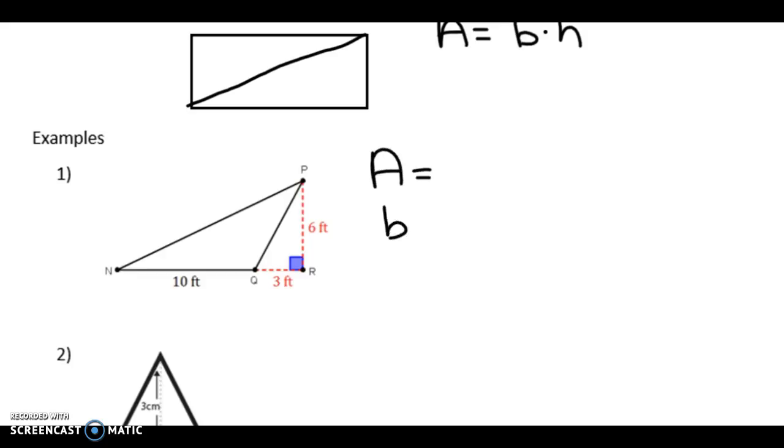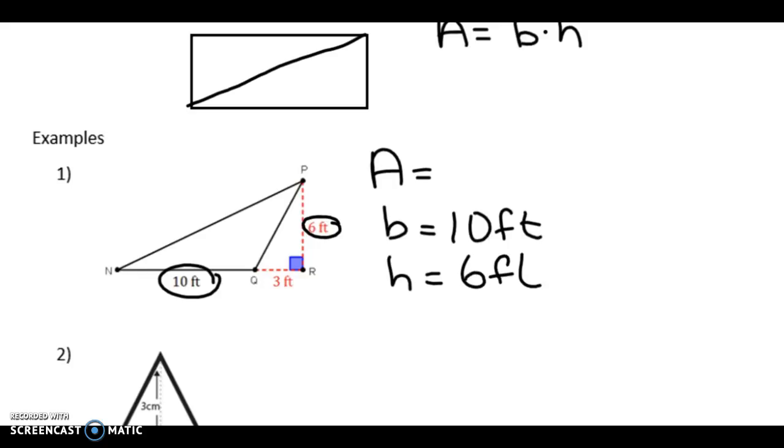We want to find out what the area is. We need to know what the base and the height is. Okay, on this triangle, the base, the bottom of the triangle, is 10 feet. The height of the triangle is over here, even though it's offset. Remember, we never use an angled side for the height. So we're going to use that 6 feet. So then we plug it into the equation. Area equals 1/2 of the base times the height.